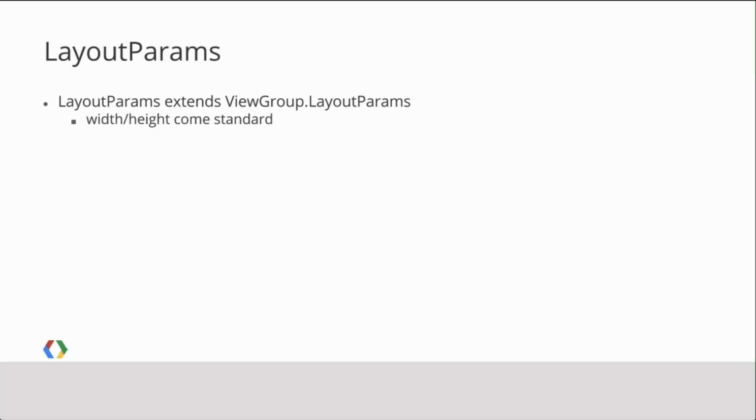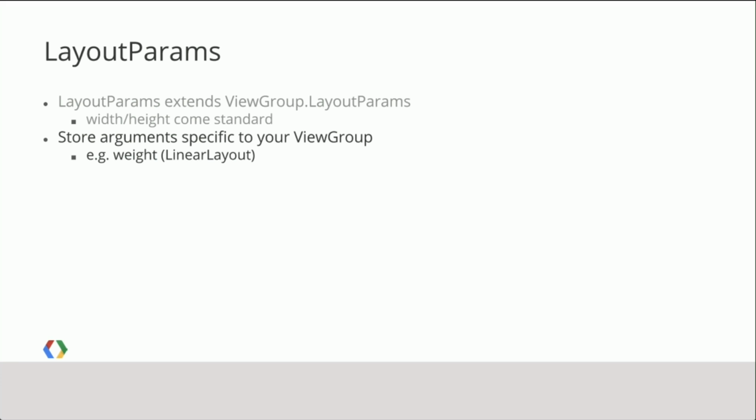It will give you the extra margin parameters if you need to support margins in your custom group. So layout params are really dumb objects. They're just here to store data. They just store the arguments that you're getting from the view when it's added to the view group. So either from code, when you say add view, you pass the view then a set of layout params, or from XML, you can inflate the layout params from XML.